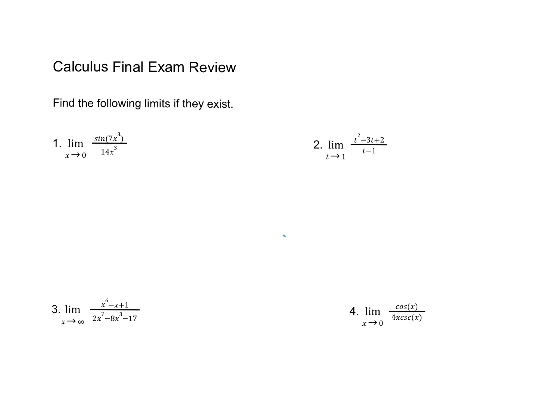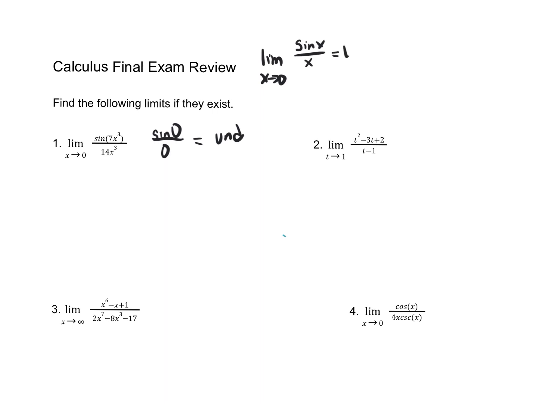For example, this first one is a trigonometric limit. It has sine of 7x cubed over 14x cubed, which if you plug in 0, you're going to get sine of 0 over 0, which is undefined, indeterminate. So somehow we have to figure out a way to rewrite that with our special trig limit, the limit as x goes to 0 of sine x over x being 1.